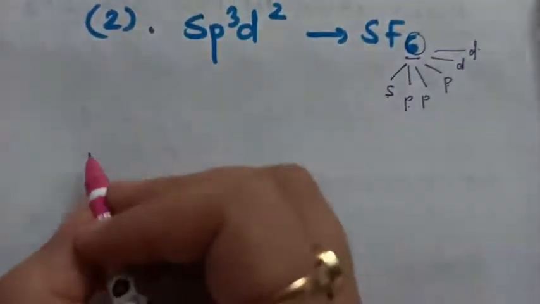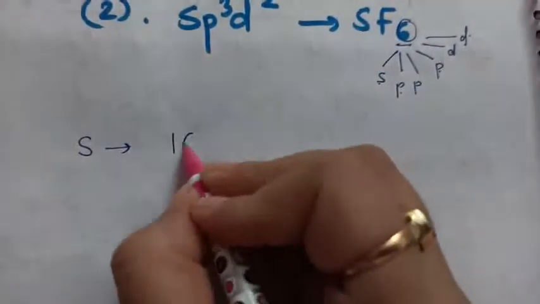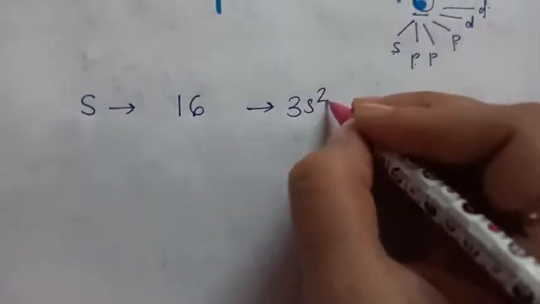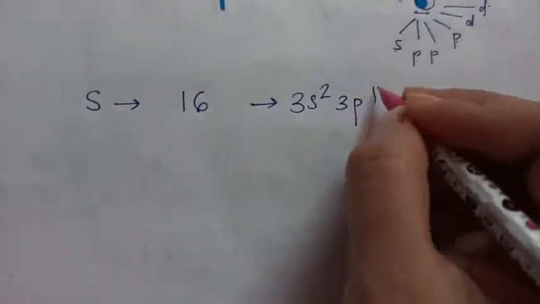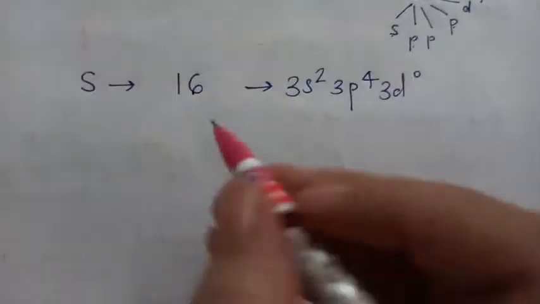Now let's see how to proceed for SF6. The central atom is sulfur. Atomic number of sulfur is 16. आपने just now पीछे के पेज पे 15 के लिए कॉन्फ़िगरेशन लिखा था, तो 16 के लिए हम डायरेक्ट लिख लेते हैं 3s2 3p4 होगा. ठीक है, और 3d में कोई इलेक्ट्रॉन नहीं है यहाँ पर भी.